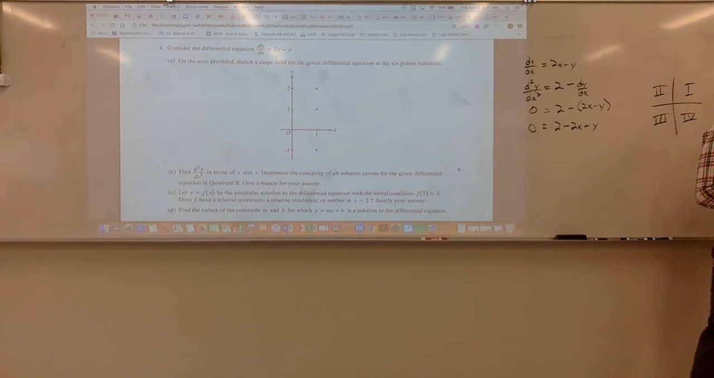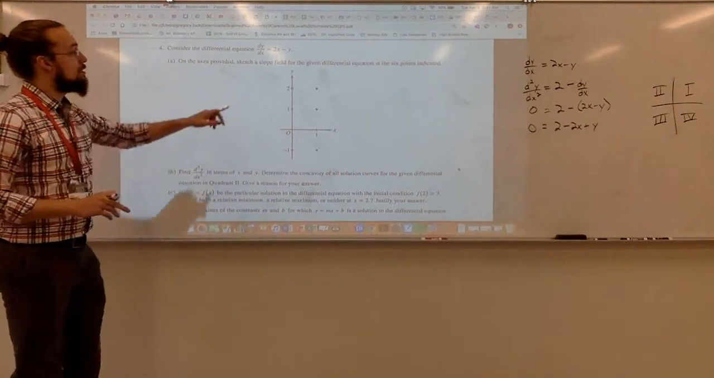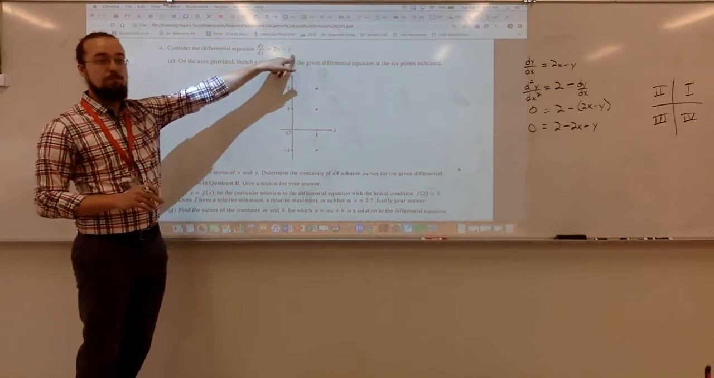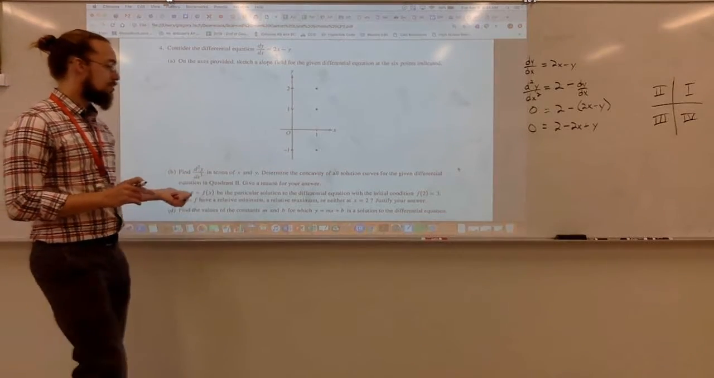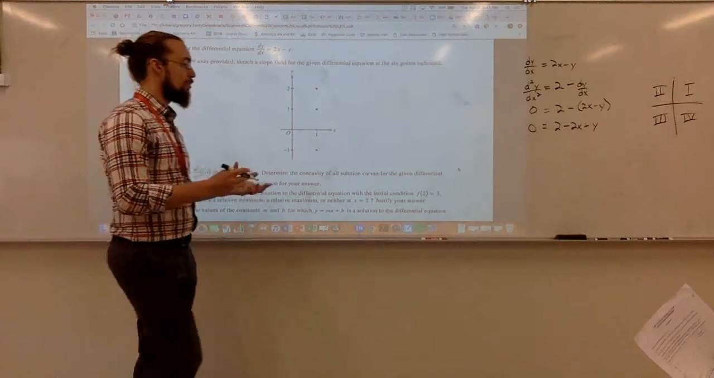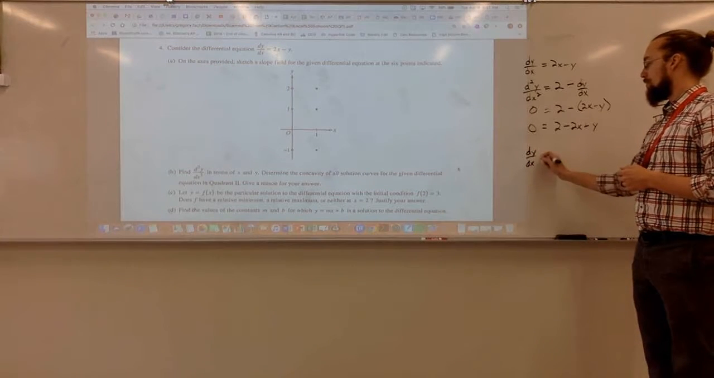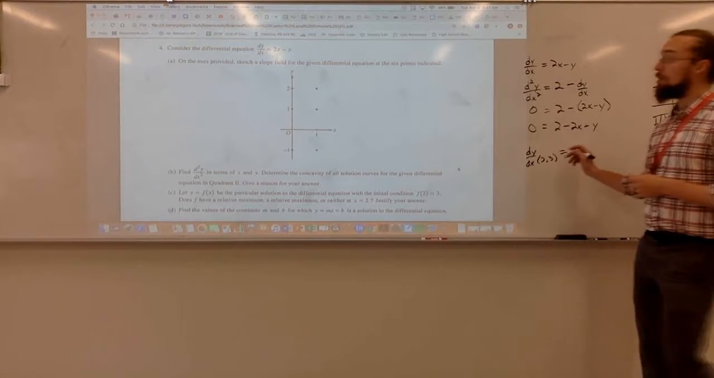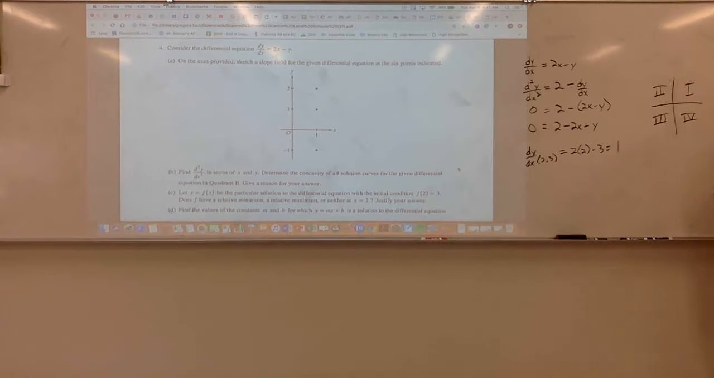If we're just trying to figure out min, max, or neither, I'm going to plug in 2 for x and 3 for y into the derivative. Right? The derivative is what's going to tell me information about whether we have a min, max, or neither. So if I plug 2, 3 in here, I guess let's just do it first, and then we can talk about what could have happened. So I plug 2, 3 in, get 2 times 2 minus 3 is 1.